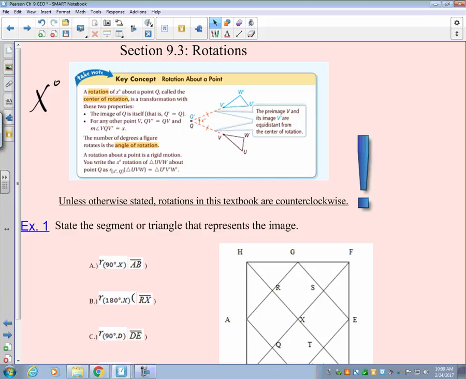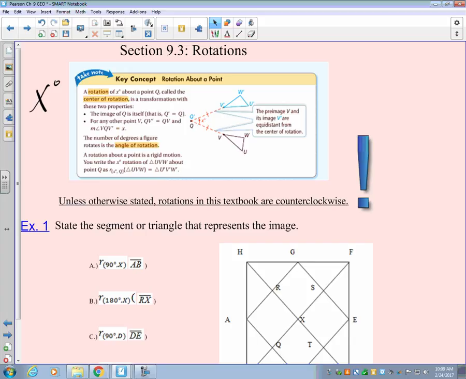All right, so a rotation of x degrees about a point Q, which is called the center, Q is the center of rotation, is a transformation with these two properties. The first property is if you are rotating a point, and that point is on your point of rotation, your center of rotation, it doesn't change.